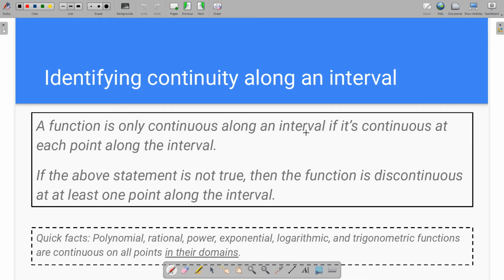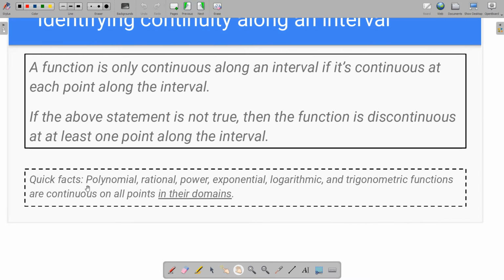So a function is only continuous along an interval if it's continuous at each point along the interval, something I alluded to earlier. If the above statement is not true, then the function is discontinuous at least one point along the interval. And some quick facts: all the basic functions that we've worked with up till now are continuous on all points in their domains. I know that might seem funny to say it like that, but that is a truism for our pre-calc 12 and before functions that we work with.